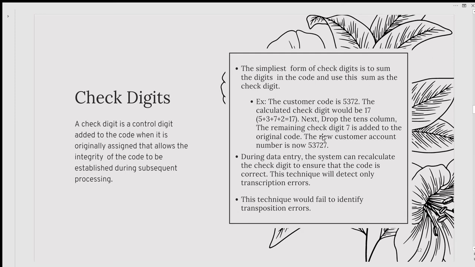Ang next naman is, i-drop natin yung check digit natin by tens. So, ang matitira na lang is 7. So, yung 7 na yun na yung i-add sa original code natin. So, yung bago natin na customer account number is now 53727.